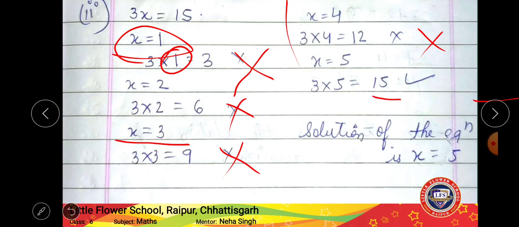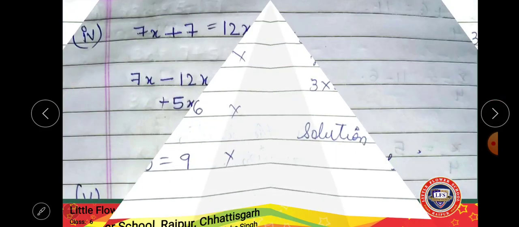Right? So what is the value? For x equals 5 we are getting the value of RHS. So the solution for the equation by hit and trial method is x equals 5, right?